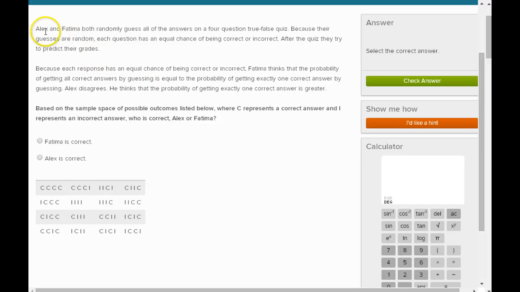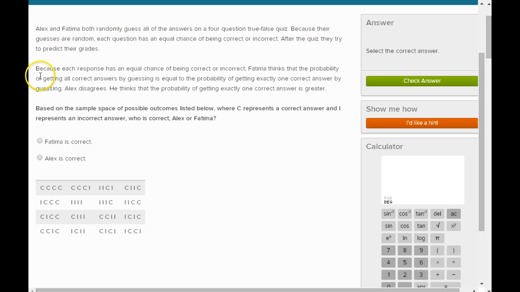Okay, so here we have Alex and Fatima both randomly guessing all the answers, because there's a 4-question true or false, right? So they're either correct or incorrect. And because it's only 2 choices, if they randomly guess, half the time they should be correct. They guess correctly, and half the time they guess it incorrectly, okay? So because their guesses are random, each question has an equal chance. That's what I just said, okay?